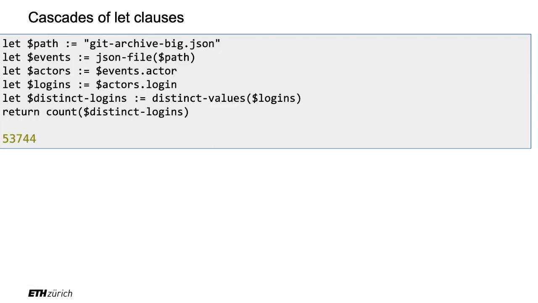So I use $path in JSON file that was previously defined. I use $logins in distinct values that was previously defined with another let. And so it's a common pattern to do let, return. You cannot have a return without any let or for, right? It has to be at least with one let.